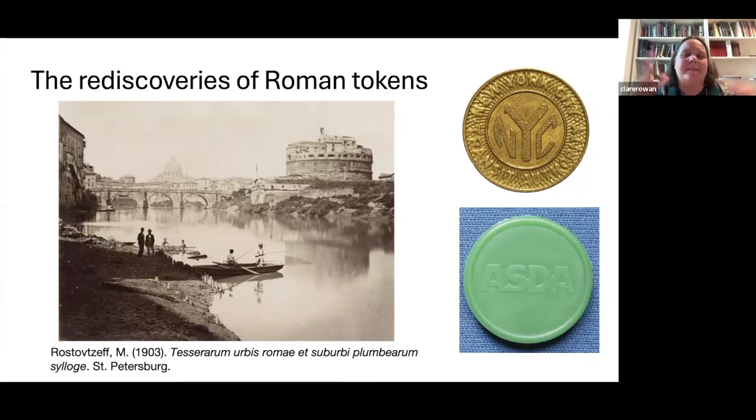He's like, my God, these objects, they're enigmatic. There are so many designs. I can't even tell what they were used for. You kind of get a sense of Rostovtsev's regret. And he was saying, actually, we need to know how tokens are used in Athens, and then we can know more about Rome.